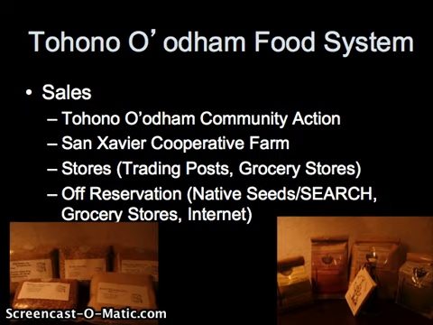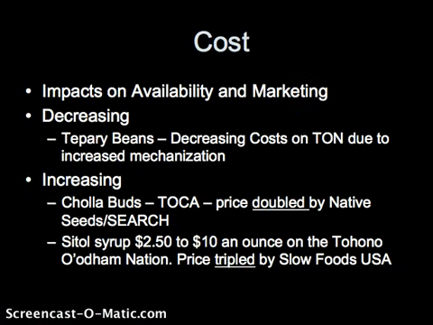There's been quite a bit of transition over time in terms of the cost of traditional foods, in terms of both availability and marketing. For some traditional foods, such as tepary beans, you see a decrease of the cost of these foods due to increased mechanization in agriculture and decreased use of labor. On the other hand, you see increasing cost of traditional foods as these foods move outside of the nation as well, both with cholla buds and saguaro syrup.